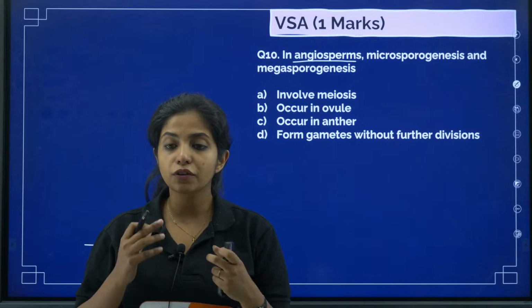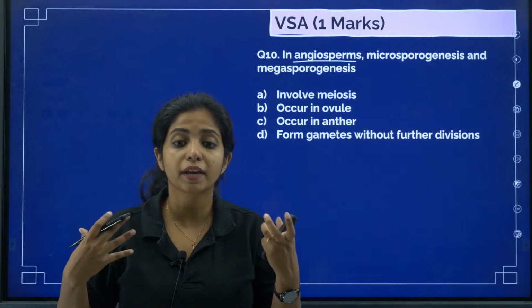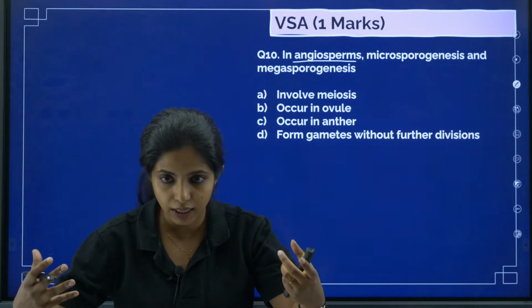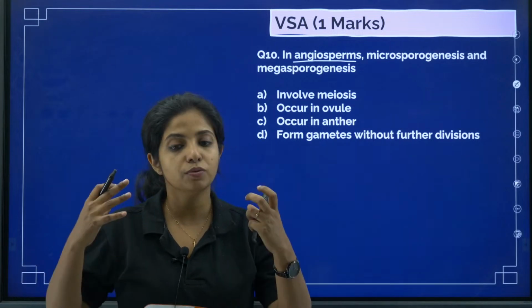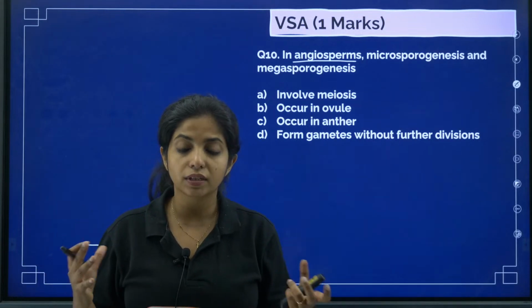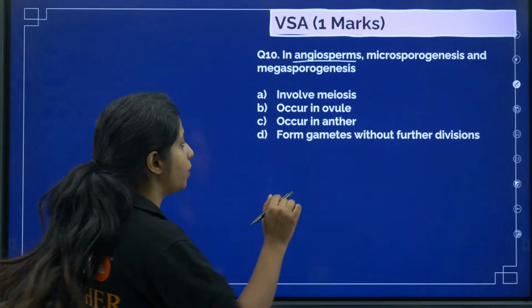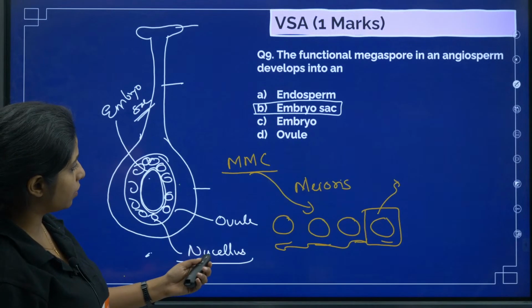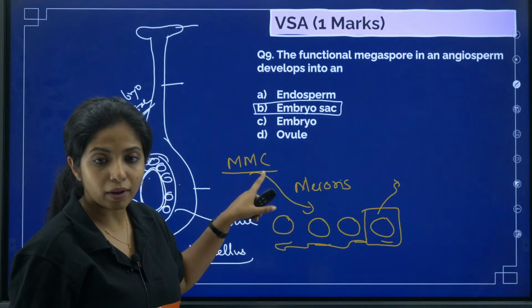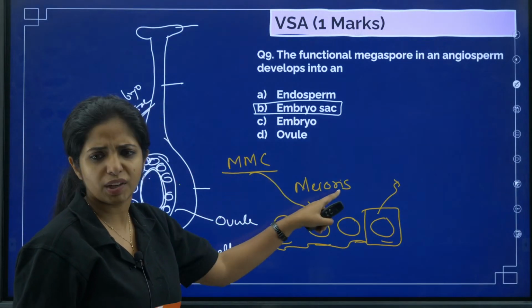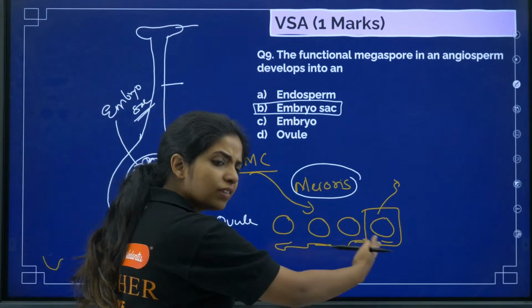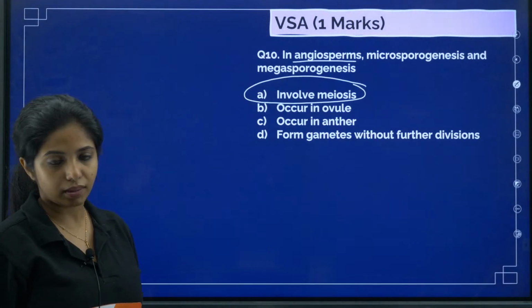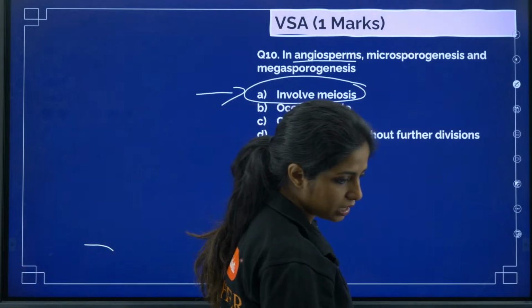Now, in the case of microsporogenesis, as in the formation of microspores, which will later give rise to pollen grains, as well as megasporogenesis, which means you are going to form the embryo sac, all of these have one thing in common, and that is that they all involve meiosis. I told you right over here when we were saying the microspore mother cell or the megaspore mother cell, all of them are going to undergo meiosis to give rise to multiple cells. So, this is the common thing that you have. This is the answer. This is a very easy question.